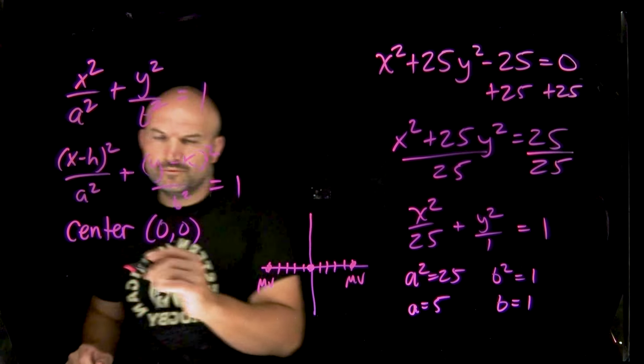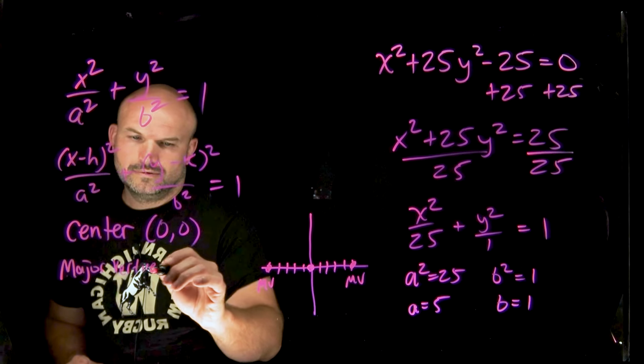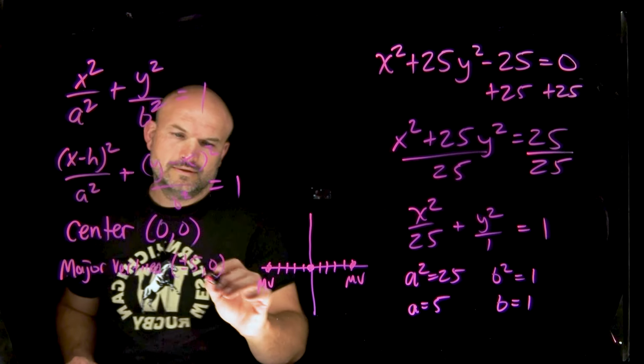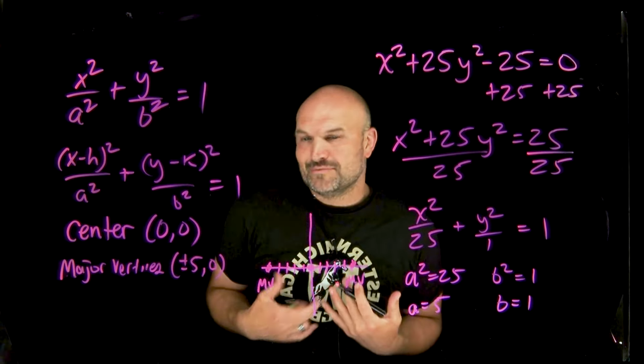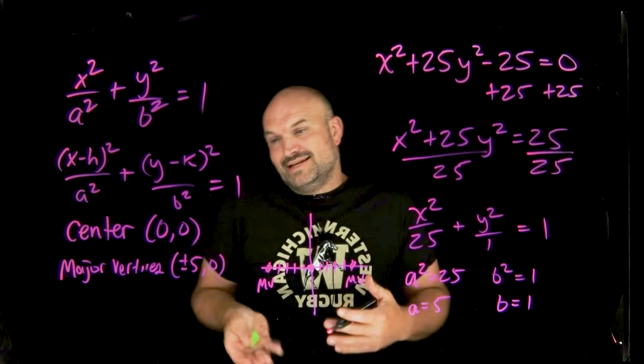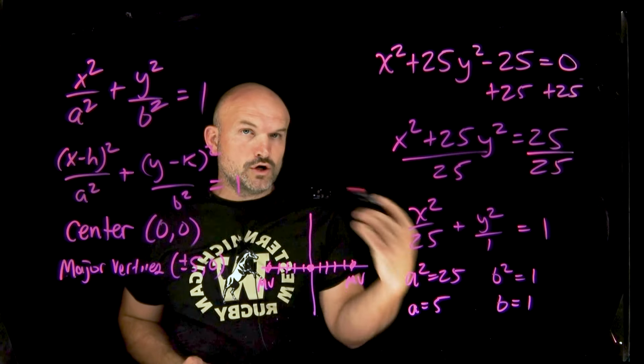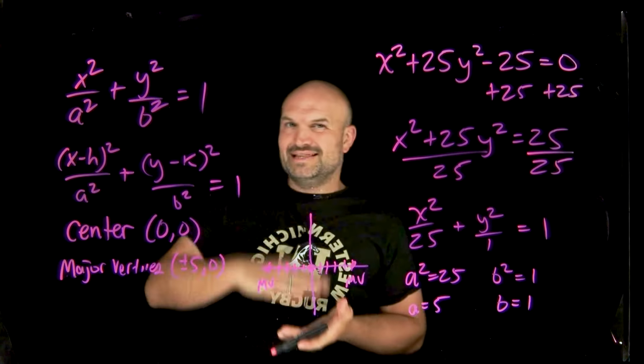Now, there are a couple different ways we could write that. A lot of times I just allowed my students to write plus or minus 5 comma 0, or you could actually write out 5 comma 0 and negative 5 comma 0. And then we have b, which is going to be the distance from our center to our co-vertices. And again, that's just going to be in the opposite direction.